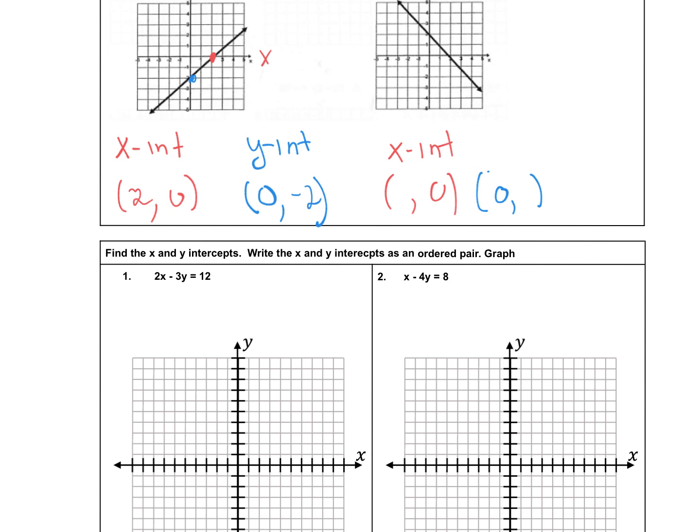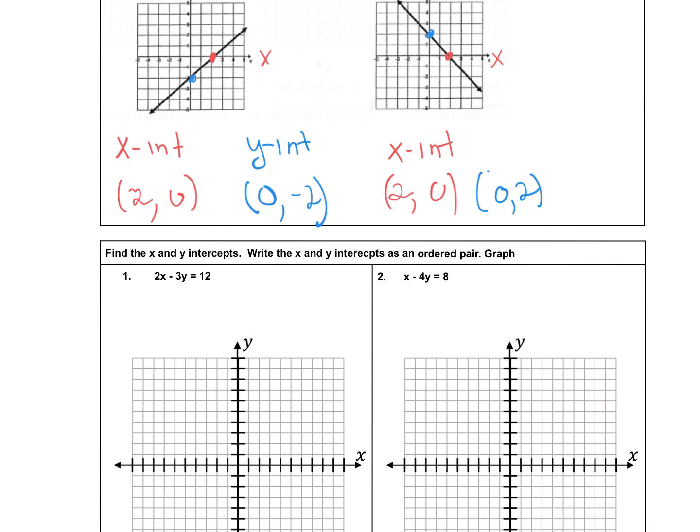If we look at the next graph, we can see that on the y-axis right here, this is our y-intercept, and that's at the point (0, 2). And then our x-intercept here, as it crosses the x-axis right here, is at the point (2, 0). Now in the next set of problems, we're going to try to put it all together. We're going to find the x and y intercepts. We're going to write them as an ordered pair, and then we're going to create the graph.